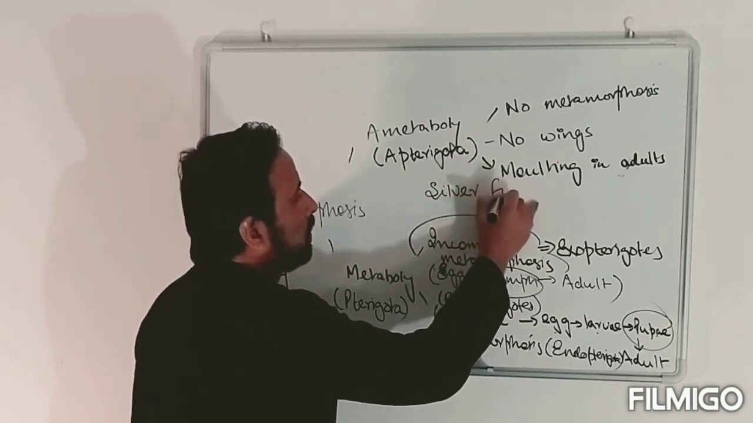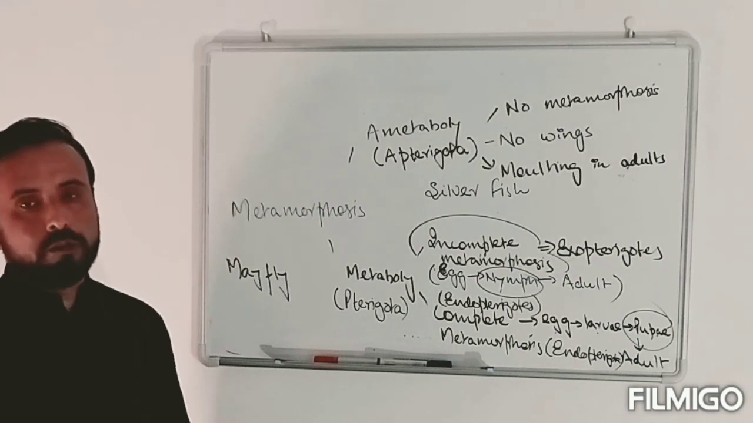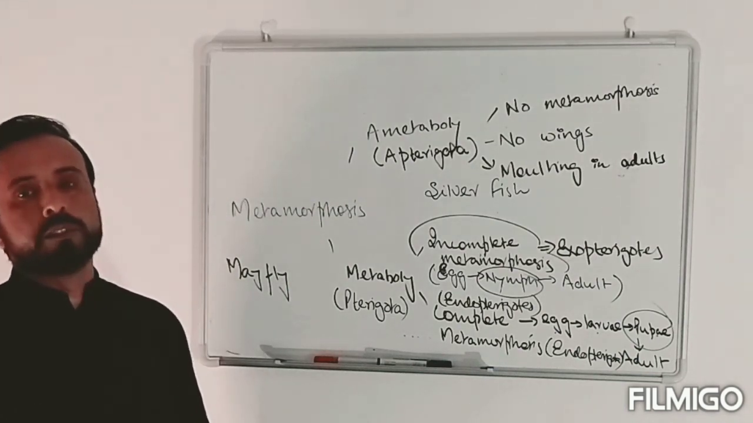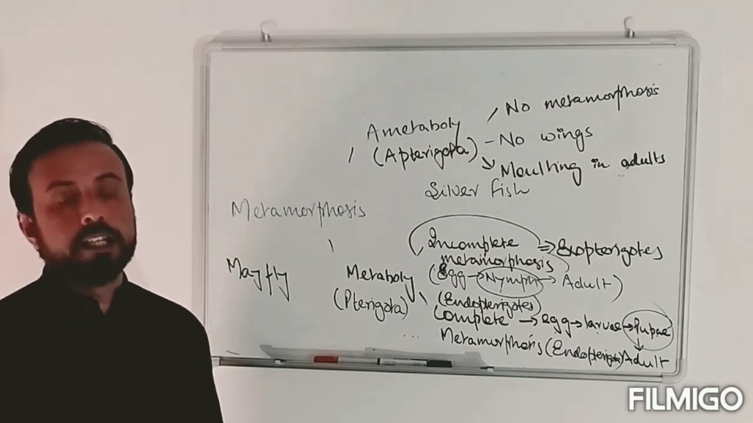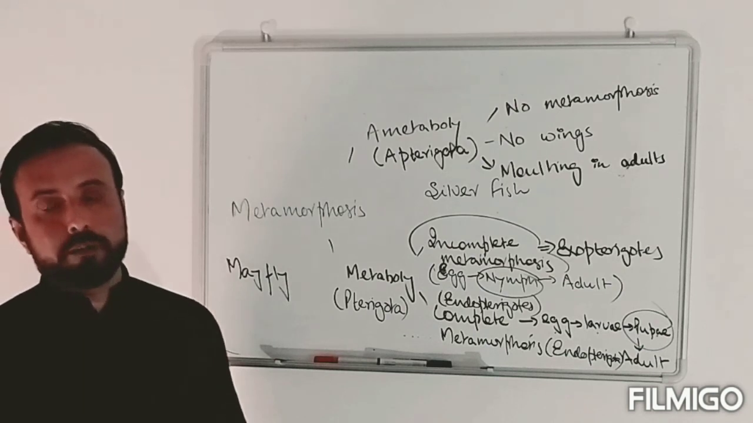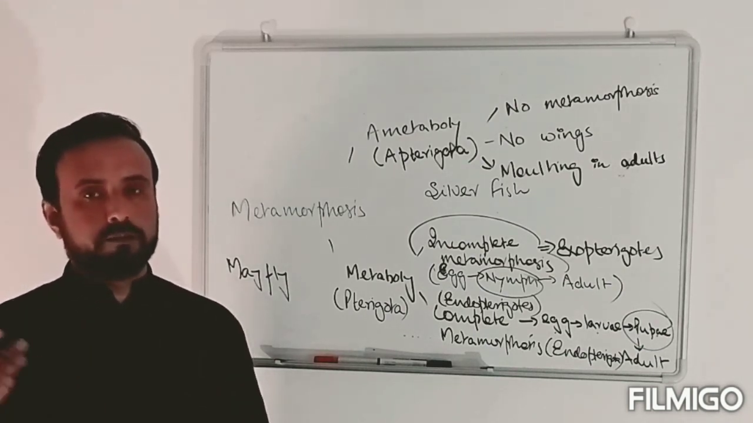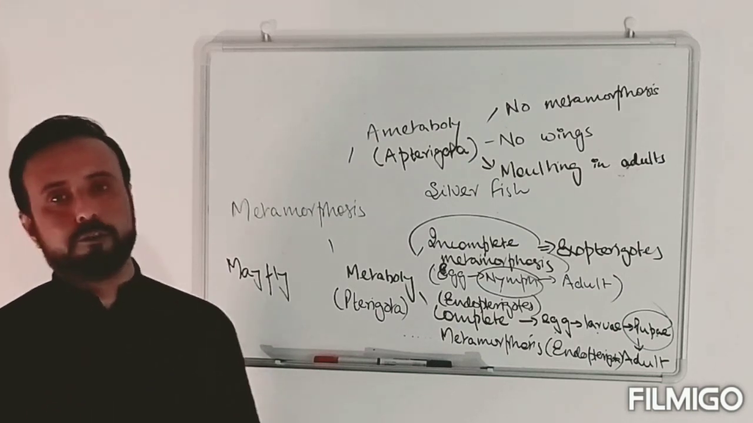silverfish. So in this particular lecture, I told you about the most known orders of the class Insecta, and how metamorphosis could be a criterion for dividing these orders into different categories. Hope this lecture is helpful for you. Thank you.